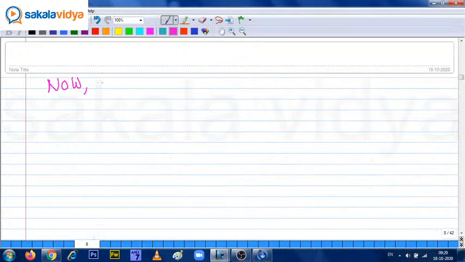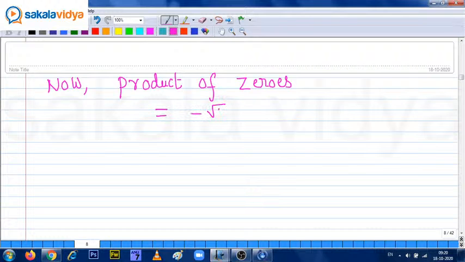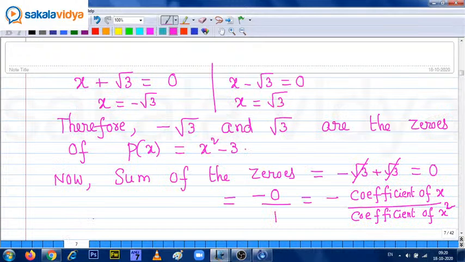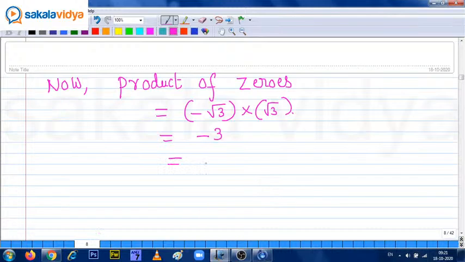Now product of zeros. Don't write just product, it needs to be mentioned very clearly in the examination, because in 10th class each and every step has a vital role to get more marks. This equals minus root 3 times plus root 3. Root 3 into root 3 but minus, that is minus 3. See, this minus 3 is the constant term. Coefficient of x square is 1. So this we can write as minus 3 upon 1, the constant term.